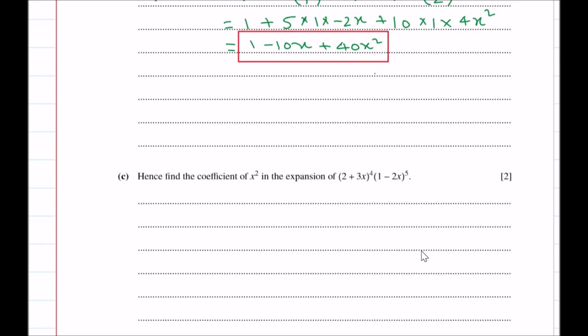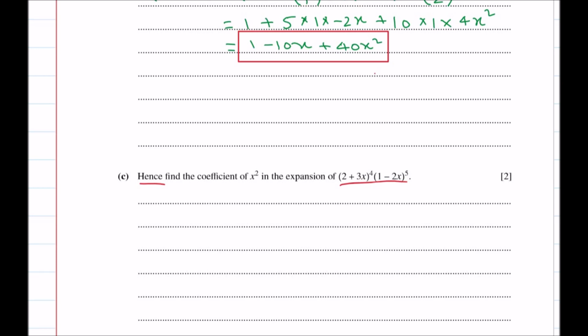Hence, find the coefficient of x square in the expansion of (2 plus 3x) to the power 4 into (1 minus 2x) to the power 5. As you can see here, we have "hence". The word hence is very important. It indicates that you have to use the previous part answers. Here, hence, and we have to find in this, right?